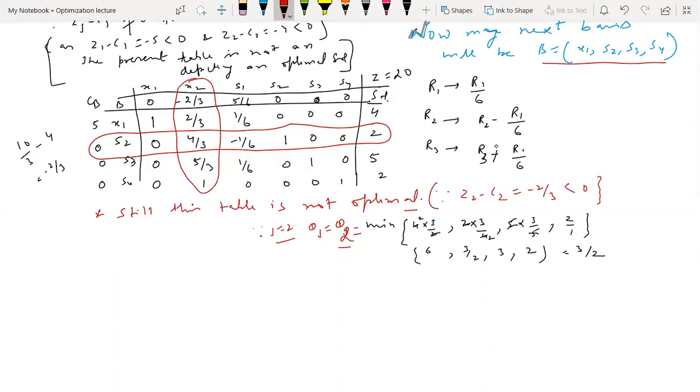These indexes, again, I'm repeating, are important to understand, because when you are writing the program, you need to understand which index you are talking about. Okay. Then again, I will be constructing my third table. So let us see what we get.